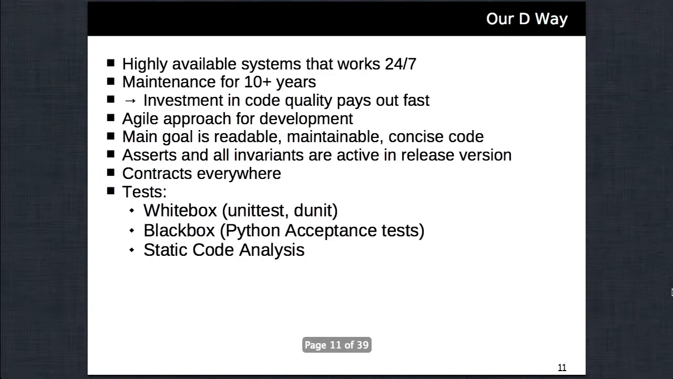So let me introduce you how we are doing D. We do highly available systems that work 24/7. And due to the fact that we are doing public transportation, we have very long maintenance times of 5 years or more, 10 years or more, sometimes also 20 years or more. And when you have such situations, then your investment in code quality pays out very fast. We are using the Agile approach for development, and our main goal is to have readable, maintainable, and concise code. That means we want clean code that everybody can understand.